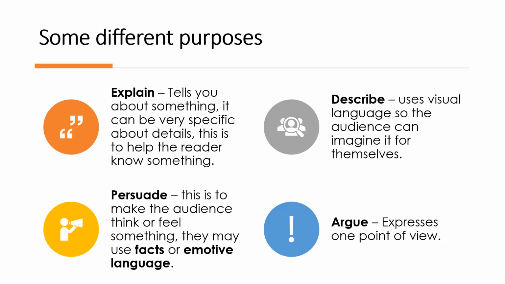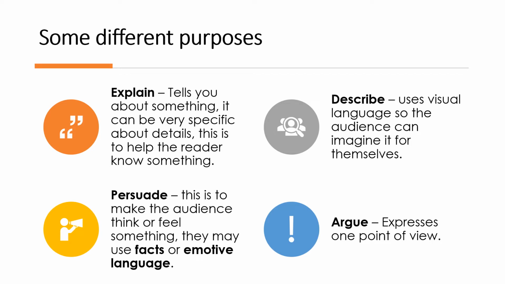First of all, we've got explain. So explaining is to make something really clear, to tell you about something. It can be very specific about the details. It's to help the reader know something. So it's got that one singular purpose. We're just trying to make it clear. They've got no other agenda, is how I would say it.